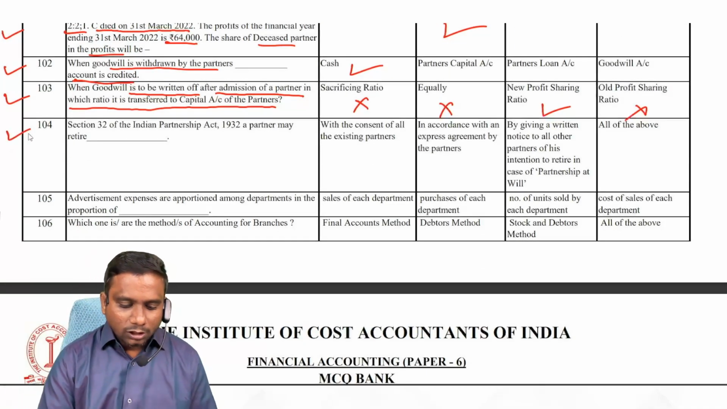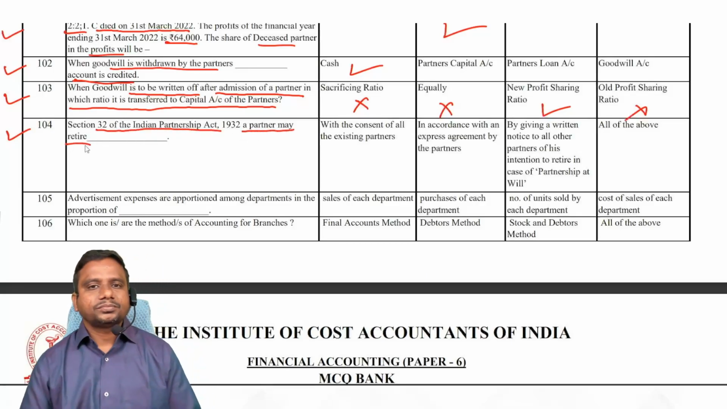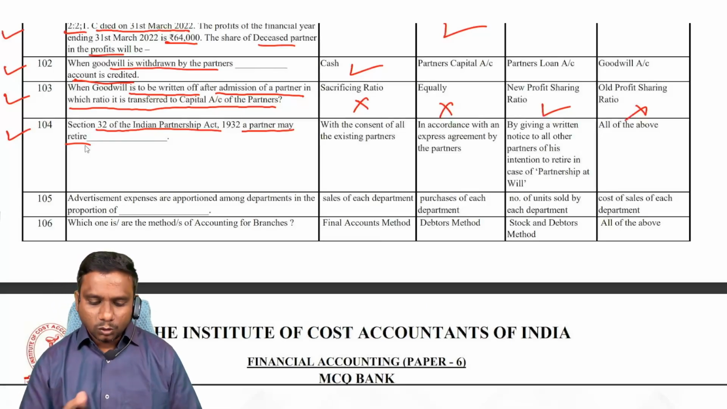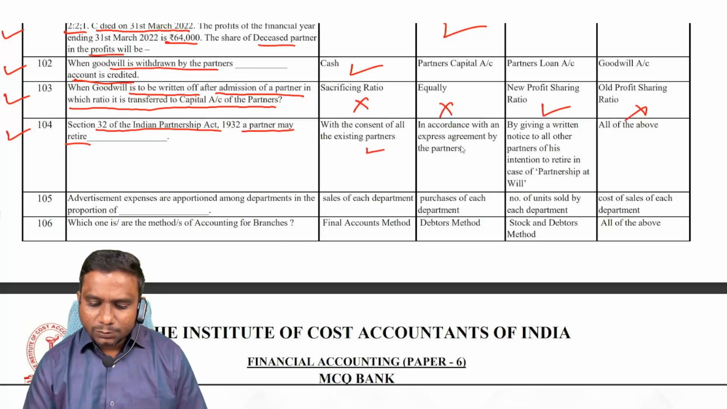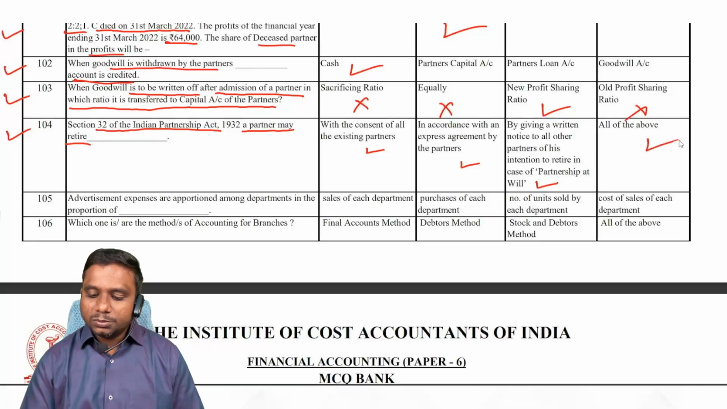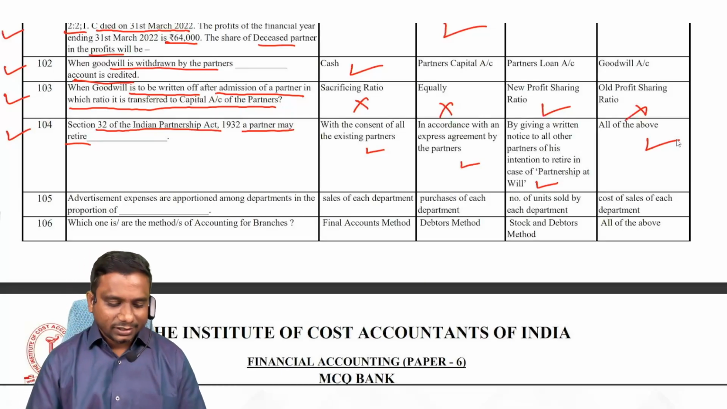Next, Section 32 of the Indian Partnership Act 1932. A partner may retire with the consent of all the existing partners. Yes, in accordance with an express agreement by partners. Yes, by giving a written notice to all partners of his intention to retire in case of partnership at will. Yes, all the three options are correct. So option 4 is correct. 105.